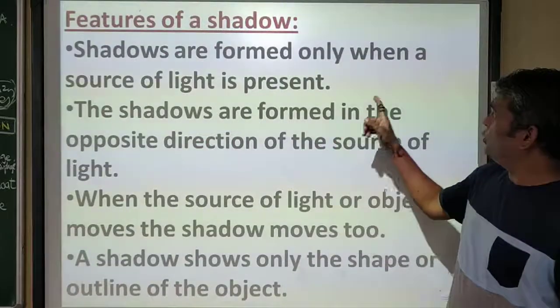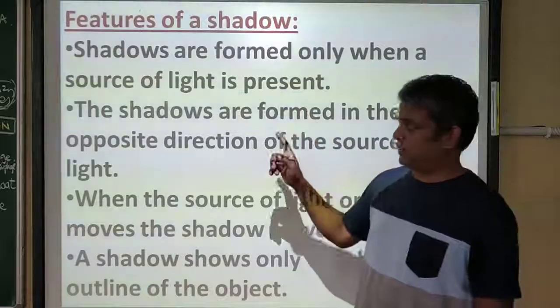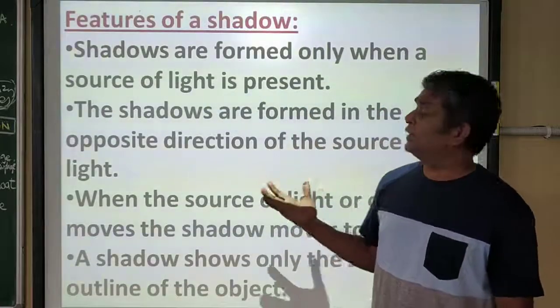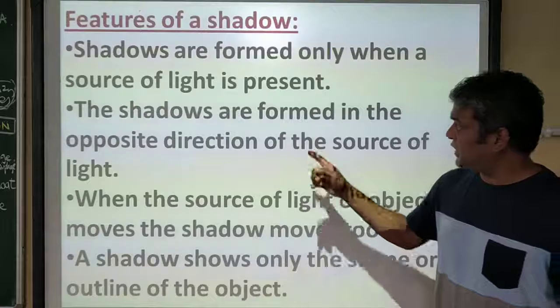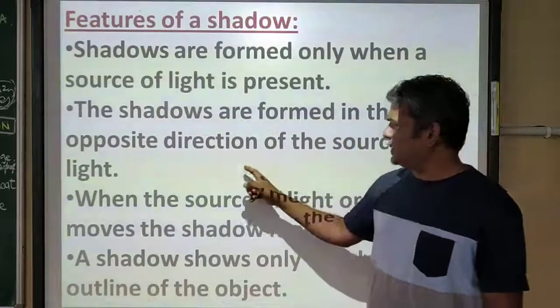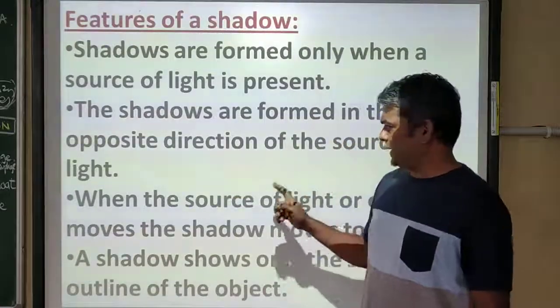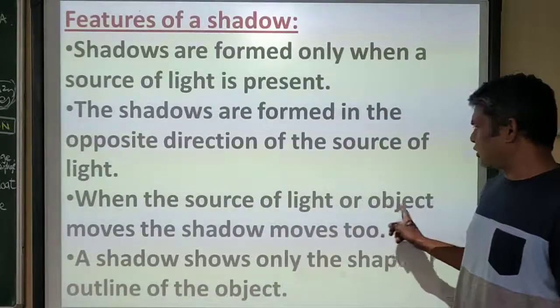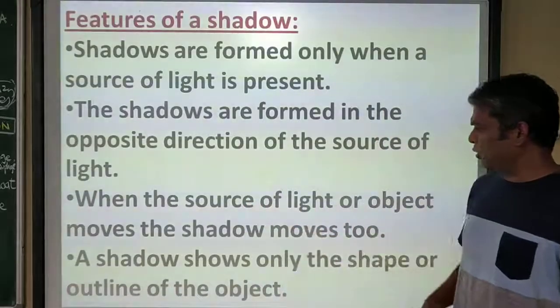Shadows are formed only when a source of light is present. Okay? Without light you won't have any shadow. The shadows are formed in the opposite direction of the source of light. And when the source of light or object moves, the shadow also moves.